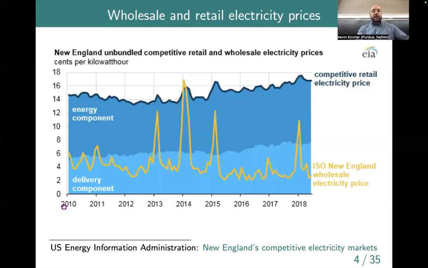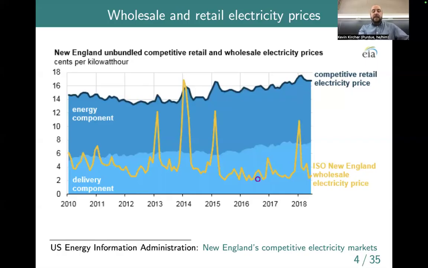Anyway, so this is 2010 through 2018. And then the y-axis here is the price of electricity in cents per kilowatt hour. The yellow curve here is the wholesale price, and this is just for one of the ISOs, ISO New England. And then the top here, the dark blue curve, is the retail price of electricity. So this is roughly what you or I would pay. I think here in Indiana, I pay about 14 or 15 cents per kilowatt hour. So this is roughly current electricity prices.